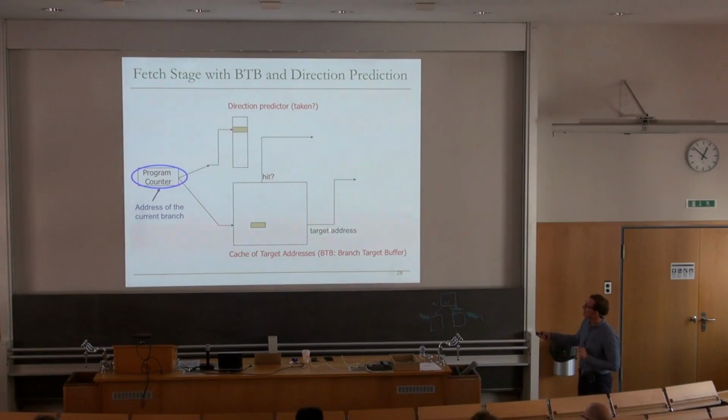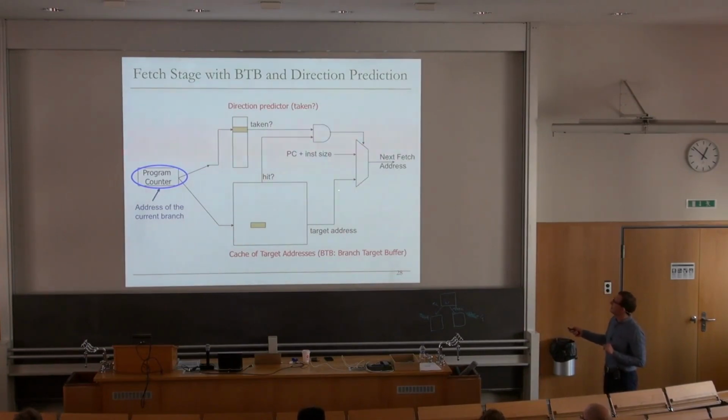And concurrently with the access to this cache of target addresses, we're going to access the direction predictor, which is going to magically tell us whether this branch is predicted to be taken or not taken. And if it's predicted to be taken, and if we get a hit over here, then the next fetch address should be the target address that's supplied by the branch target buffer. Otherwise, if it's not predicted to be taken, or if we get a miss over here, we're going to predict the next fetch address as the next sequential instruction's address.